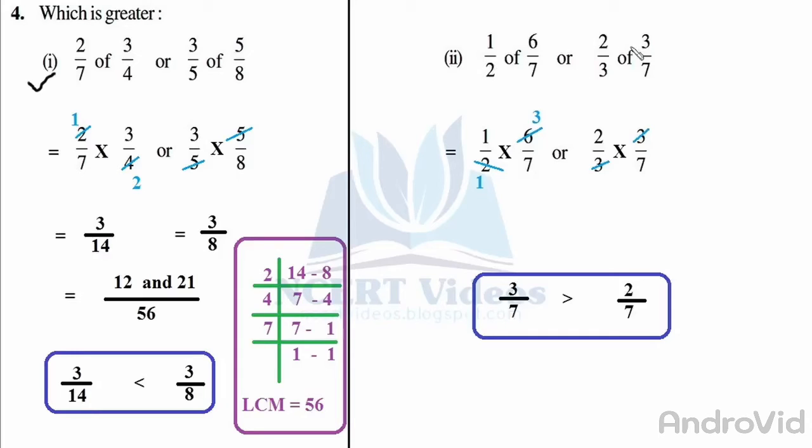Here what we have, 1 over 2 into 6 over 7 and 2 over 3 into 3 over 7. Cutting opportunity, 1 to the 2, 3 to the 6. Here 3 3s cancel straight away. So 3 over 7 and 2 over 7. Here denominators are the same, no need to take any LCM. You can see 3 is greater than 2. So the first part, 1 over 2 of 6 over 7, was greater than 2 over 3 of 3 over 7. So this was your fourth question.